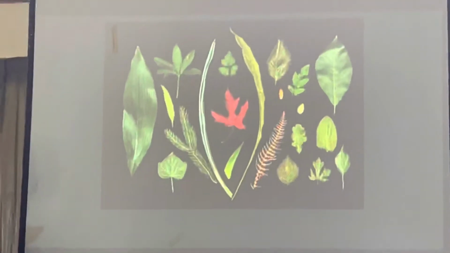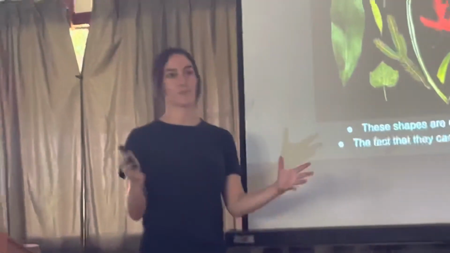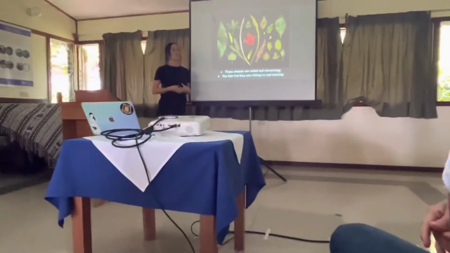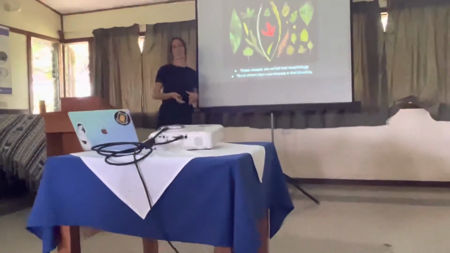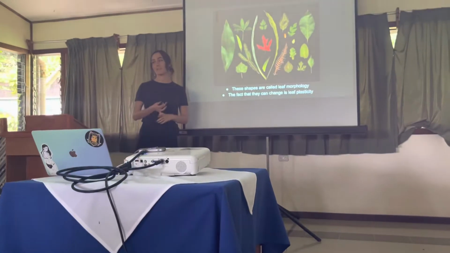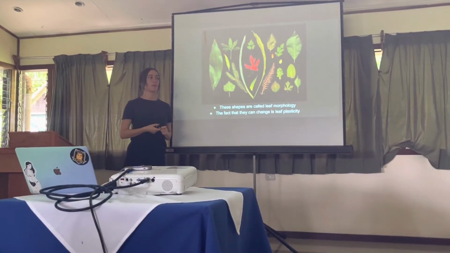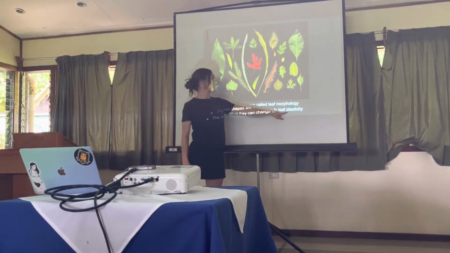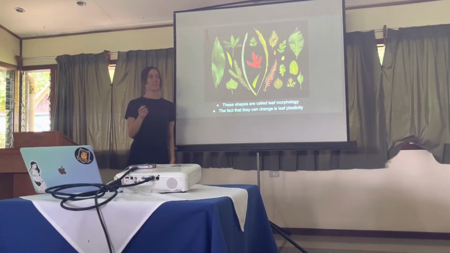So leaf morphology is the shape of a leaf. It can be long and slender, it can be compound, it can be many different things. And these shapes are not stagnant over time. They actually can change in response to factors. Some factors that they change in response to are light exposure, humidity, elevation, rainfall. And the fact that they change is termed leaf plasticity. So really what I'm talking about today is the leaf plasticity of Geonoma brenesii.